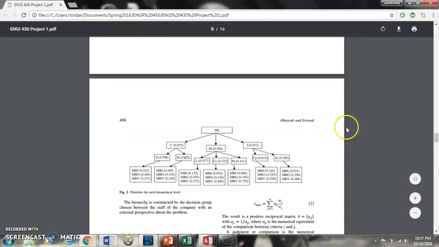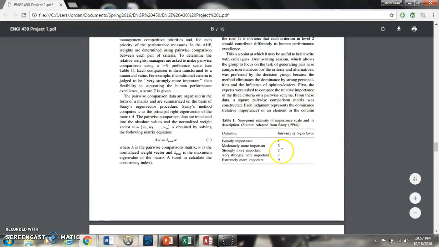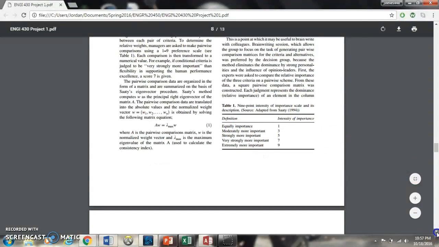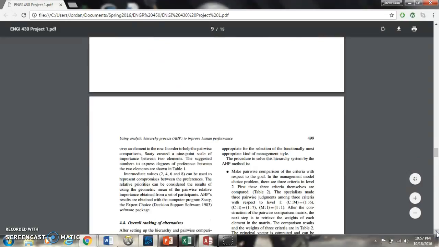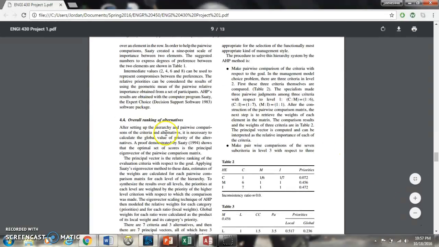These are just kind of assumed at this point, but then underneath it, in this section, they talk about how to calculate the weights, and they also talk about the 9-point intensity scale. So this is talking to managers and asking them questions about how this aspect is related to this aspect. Then they start talking about pairwise comparisons, and then the actual ranking system and how to rank them together.